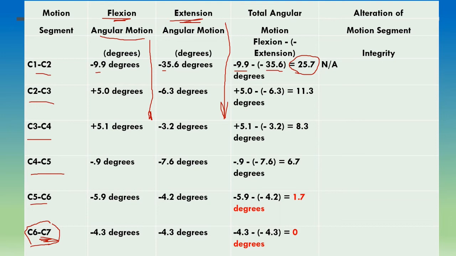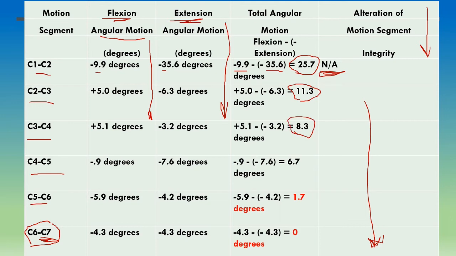Now the AMA guides do not provide for normal values for C1, C2. So over here in this column, where we provide our analysis of the motion segment integrity, I've indicated simply NA, that there are no applicable values for this particular segment of the spine. And we'll fill in our analysis here in our next slide, but for this slide, let's just provide our angular motion findings. So at C2, C3, we have a total angular motion of 11.3 degrees. At C3, C4, the spine goes from plus 5.1 to minus 3.2 for a total angular motion of 8.3 degrees.